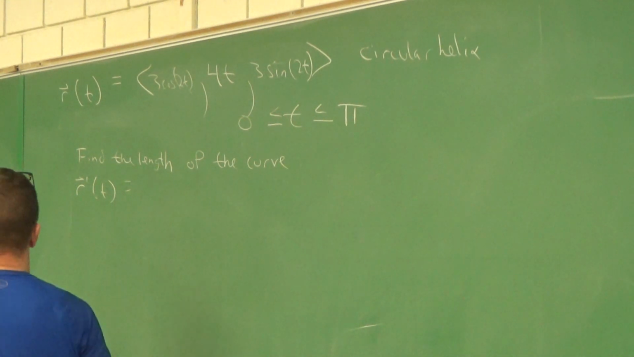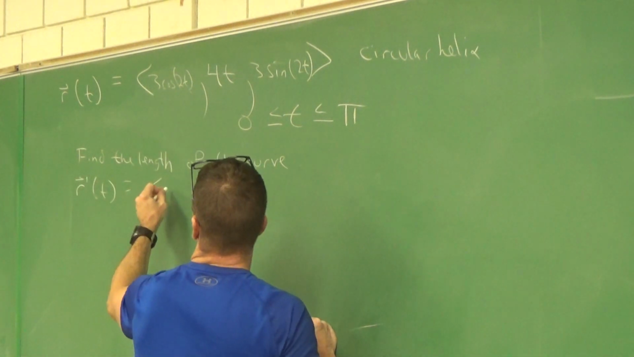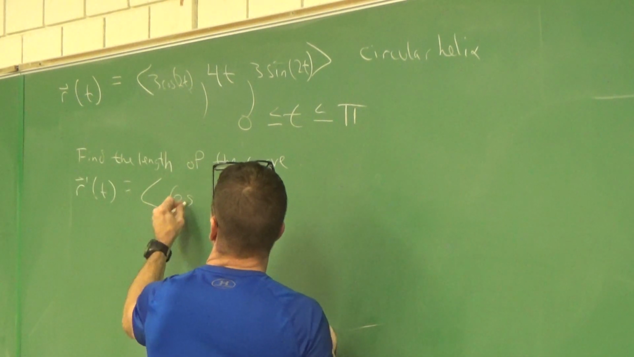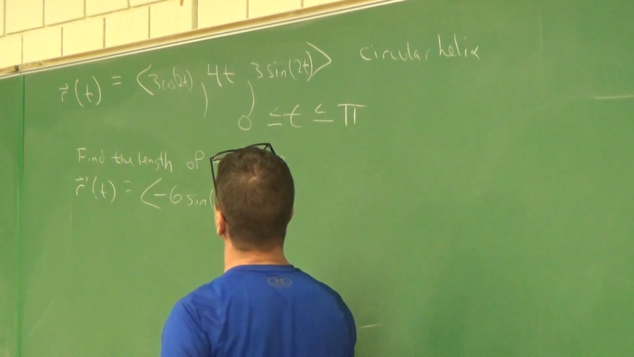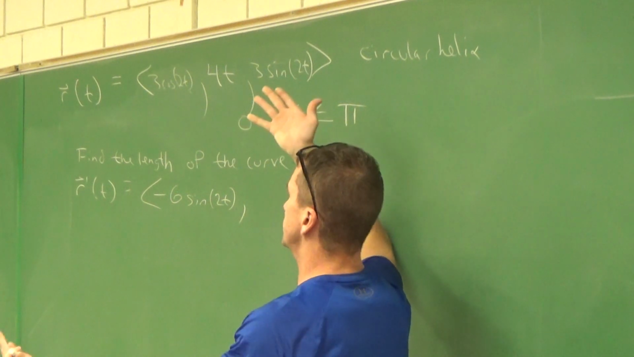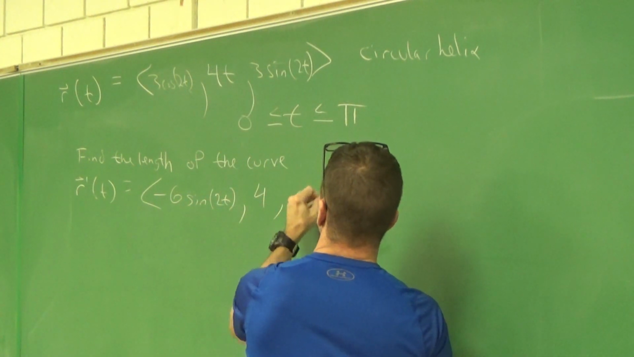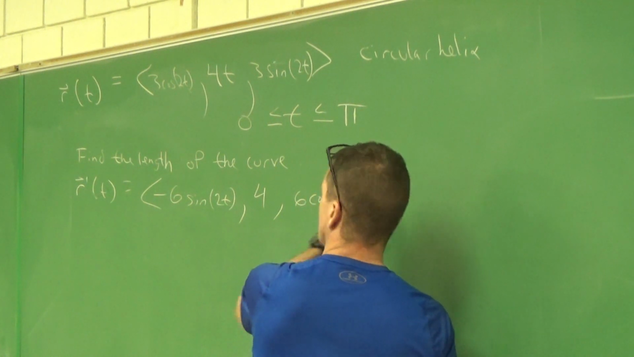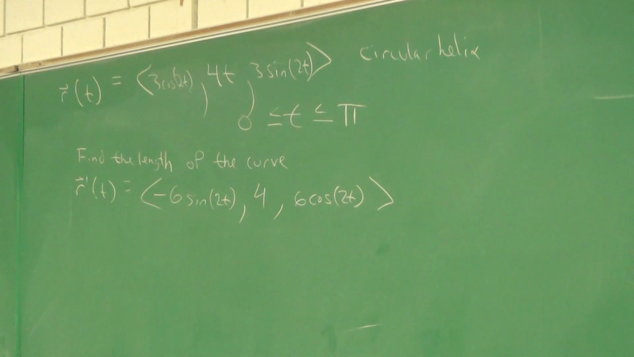So that should be 6. So negative 6 sine 2t. Negative 6 sine of 2t. Very good. What's there, 4? Here, this is 6 cosine of 2t. So far so good? But again, watch. You'll be able to simplify this. You get the final solution even without the calculator.